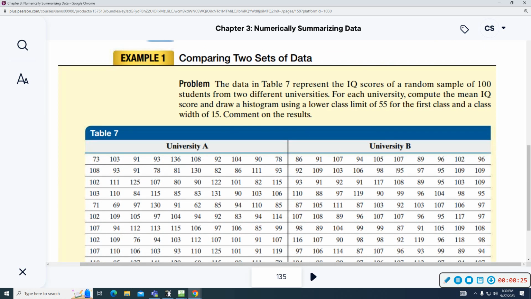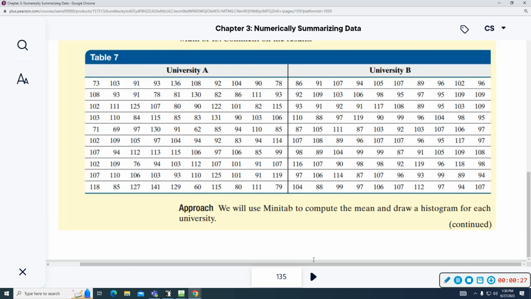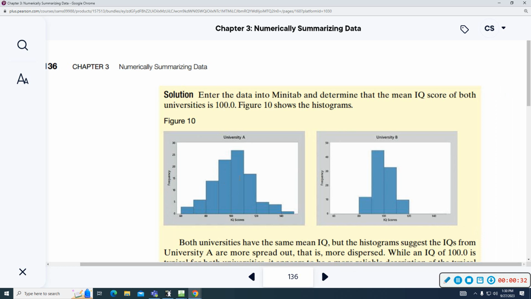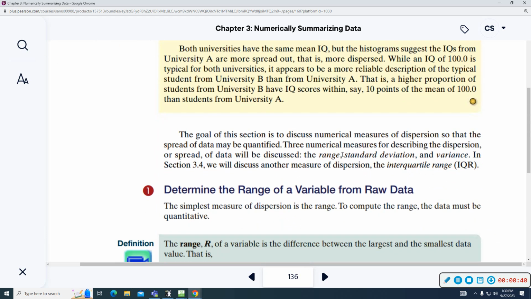We have two sets of data here as an example, and we're going to make some charts and some displays. In one, you can see there's a lot of variability, and in the other they're more clumped together. One of the things we'll do is find the standard deviation, the range, and the variance, which will tell us how spread out things are.